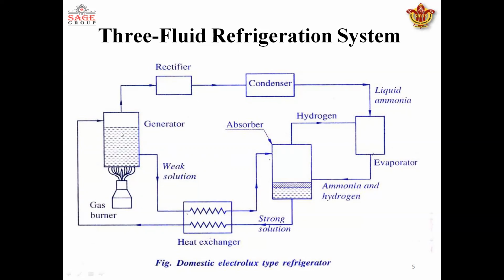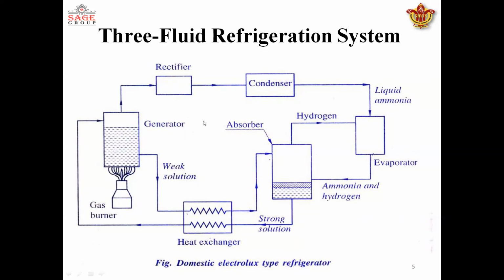And another thing we have used here is the rectifier. Rectifier is meant to drip out the condensate water, if there is any, again to the generator, and thus only the vapor ammonia will pass to the condenser, not the moisture, because moisture is harmful as it passes through the evaporator, and before the evaporator it passes through the expansion valve that might choke it. Therefore water or moisture is not desirable.